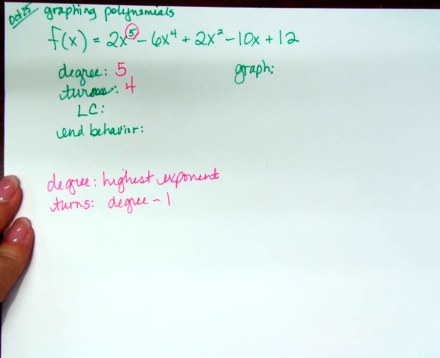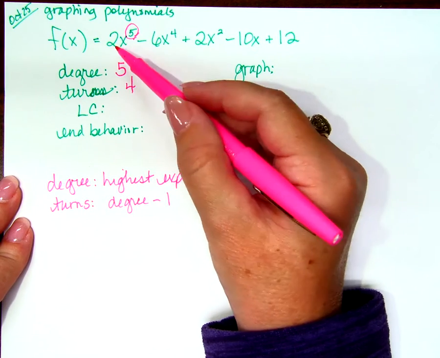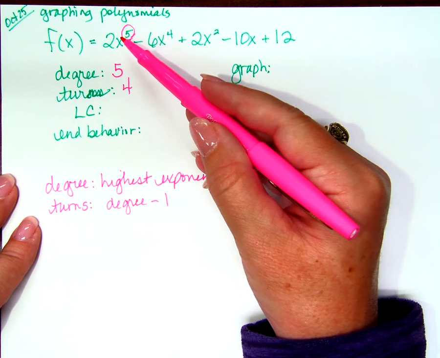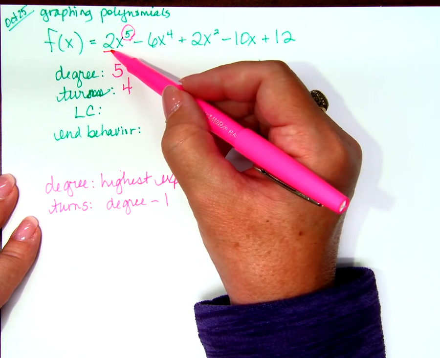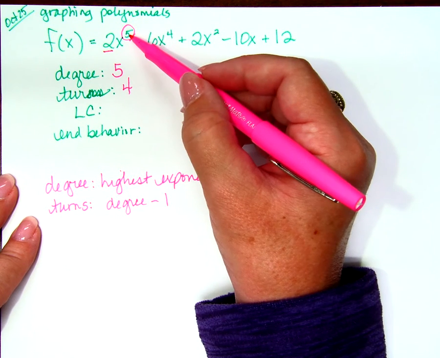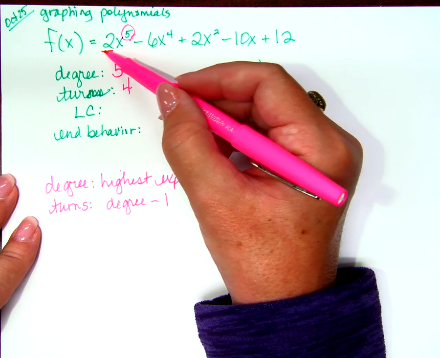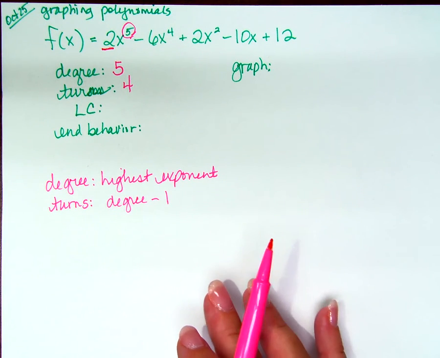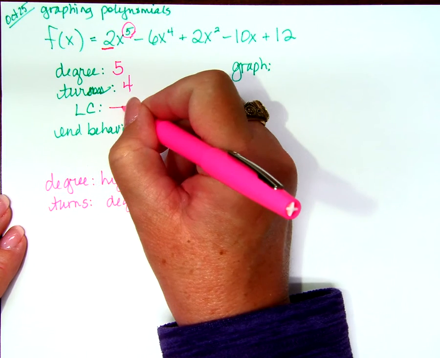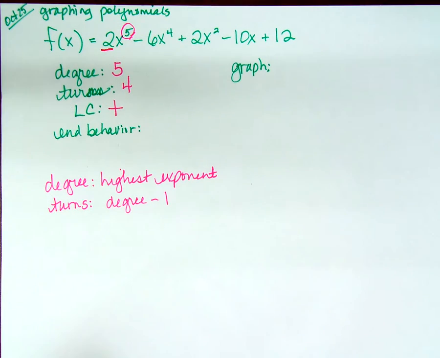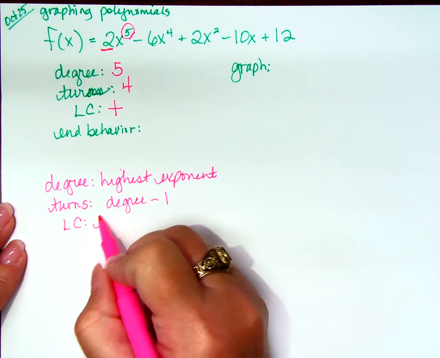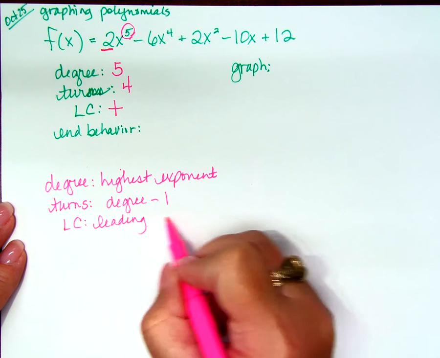Now, again, if this is in standard form, then our leading coefficient is going to be the first coefficient. If this is not in standard form, our leading coefficient is still going to be right with our degree. But find your leading coefficient. We don't care really so much right now that the leading coefficient is 2. What we really care about is that the leading coefficient is positive 2. The positive is going to tell me the end behavior, which we'll talk about in just a second. So leading coefficient.